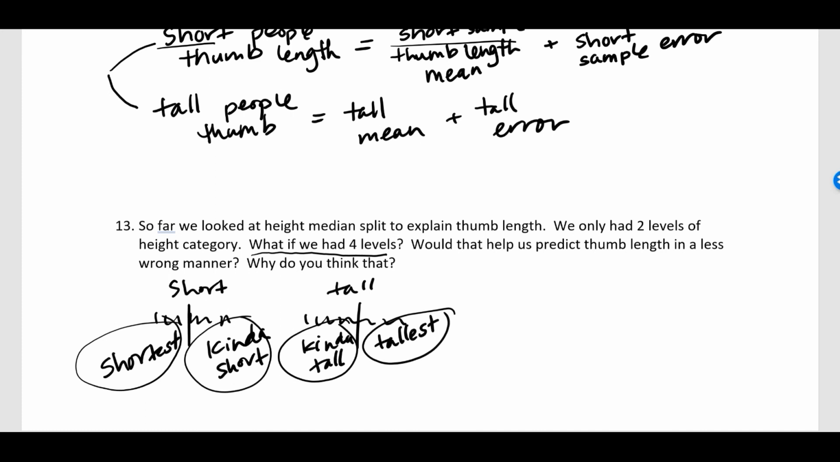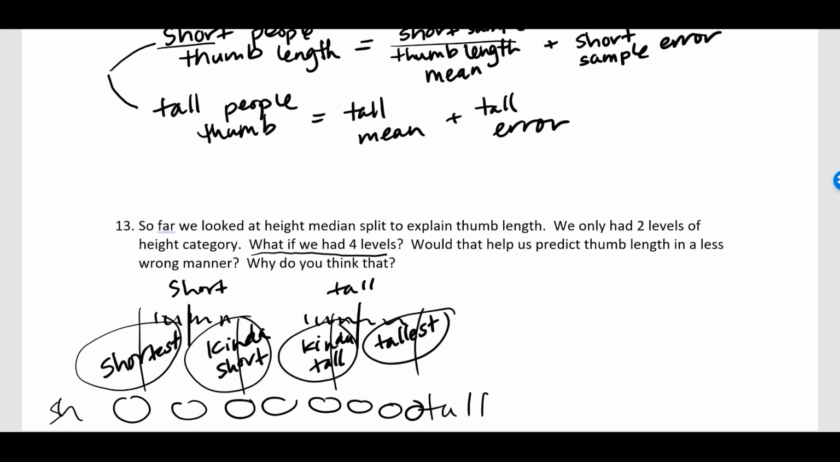What if we split it into 8, from the shortest all the way to the tallest, split into these different groups? What do you think? Would that help us to predict thumb length in a less wrong manner? I want you to take some time to think about that and then explain why.